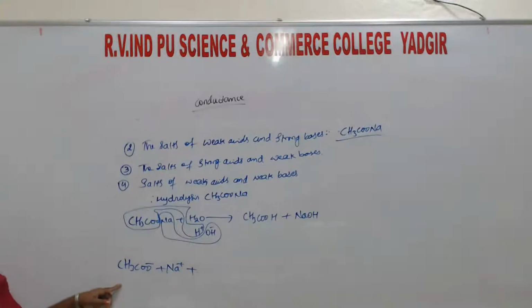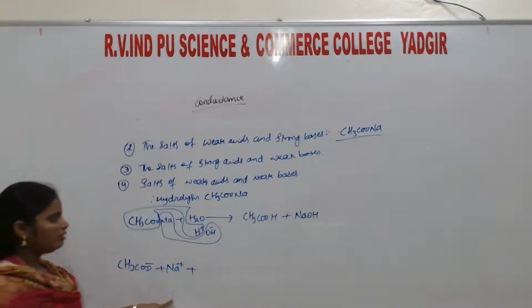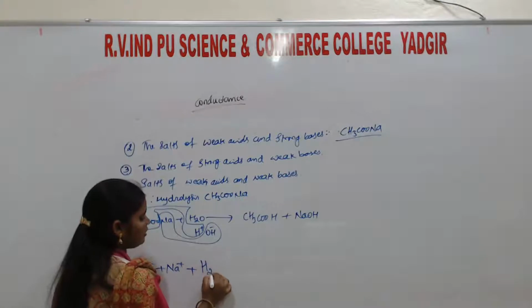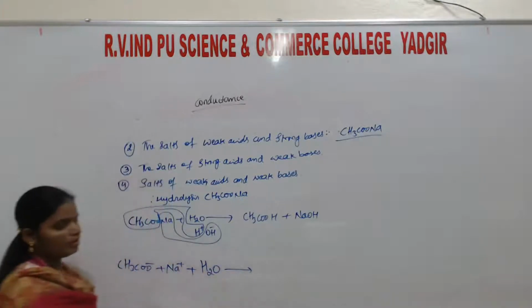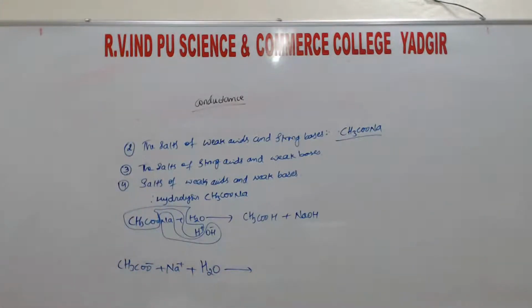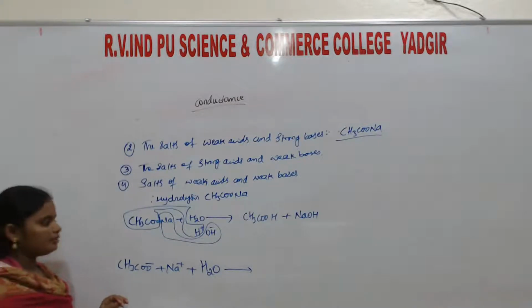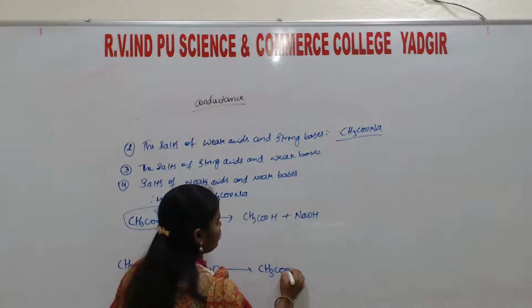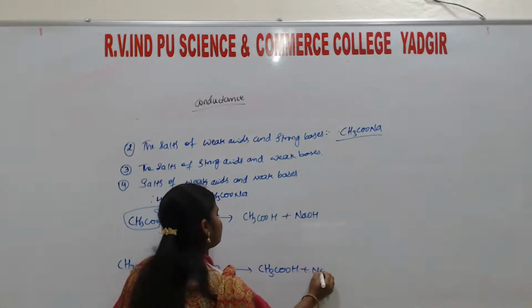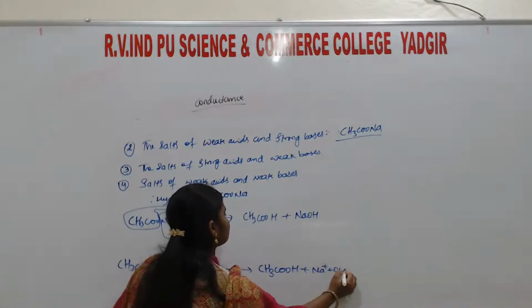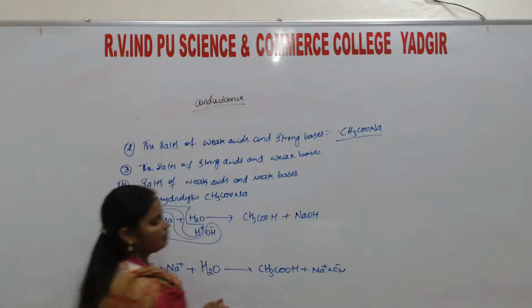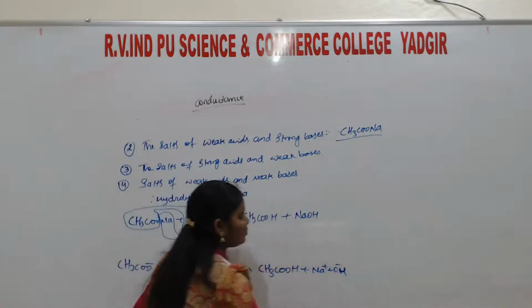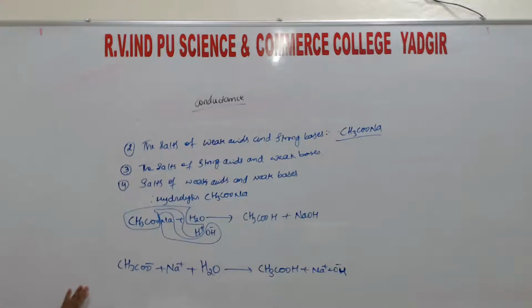Here, this is an acetate ion, this is a sodium ion, and this is hydrolysis with H2O. The formation is acetic acid, CH3COOH, and Na plus and OH minus. You get OH minus here.